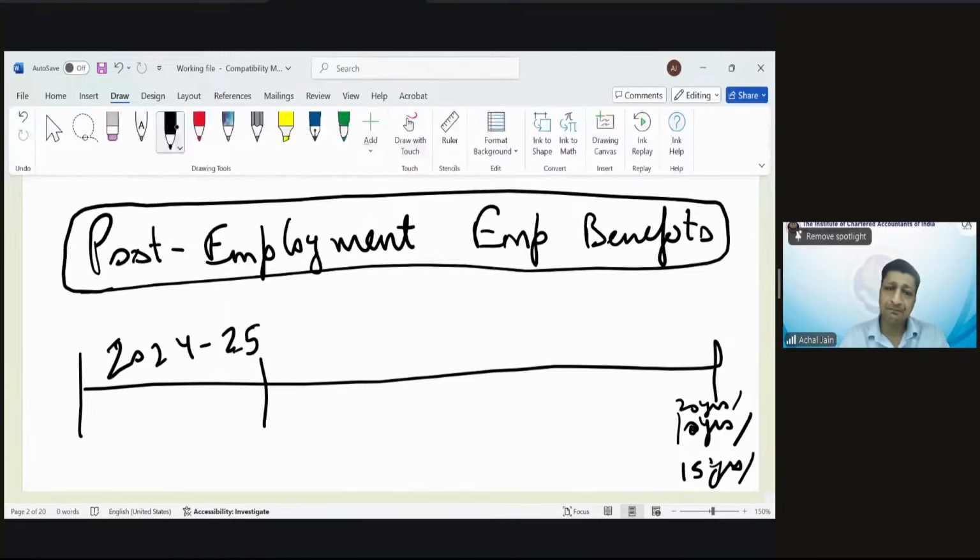Now there are two parts to it. When we talk about post-employment employee benefits, again, there are two parts to it. So let's understand both of them one by one. One is called the defined contribution plan.